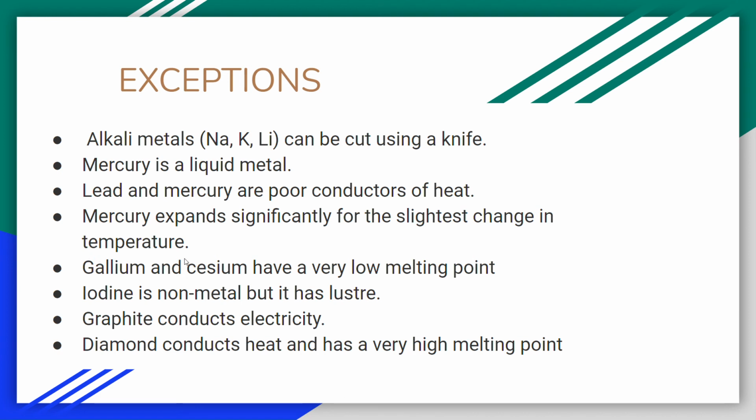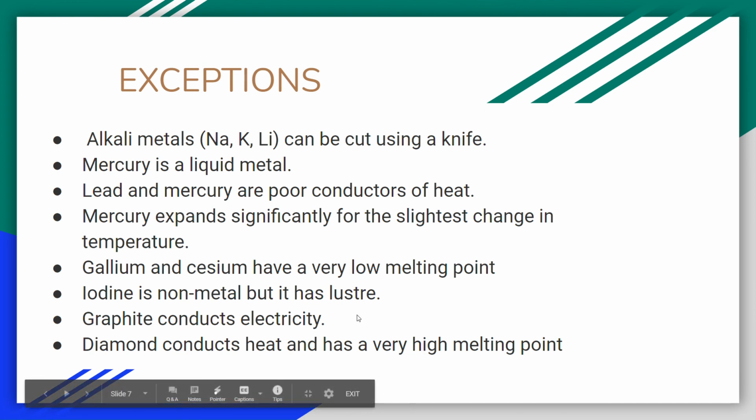Gallium and calcium have very low melting point. I have told you about them. Iodine is a non-metal, but it has natural luster. Iodine is the only non-metal which has natural luster. Generally, non-metals do not conduct electricity, but graphite is a non-metal which conducts electricity.